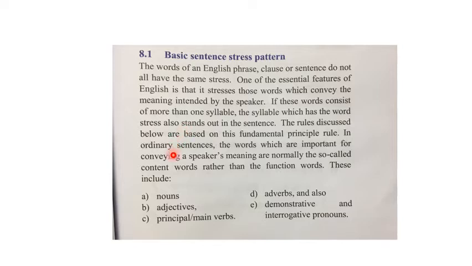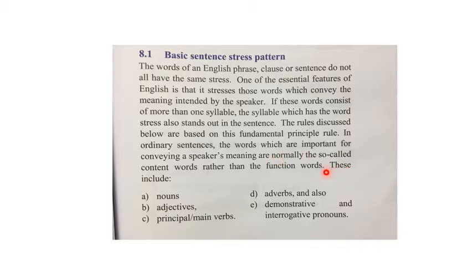In ordinary sentences, the words which are important for conveying a speaker's meaning are normally the so-called content words. الكلمات المفتاحية أو الكلمات التي تحمل المعنى بنسميها content words، كلمات المحتوى، rather than the function words. إذا من الأنواع في عندي content words و function words. content words كلمات تحمل معنى أو فيها معنى أو المحتوى، وfunction words اللي هي لها علاقة بالجرامر أكتر، زي مثلا الارتكلز، verb to be, and yeah, these words. تمام.